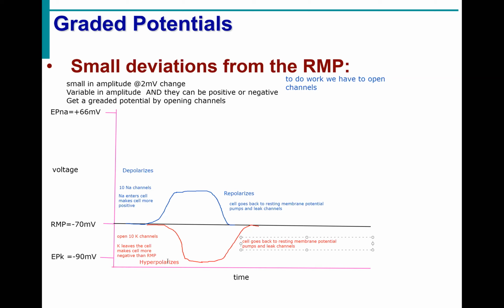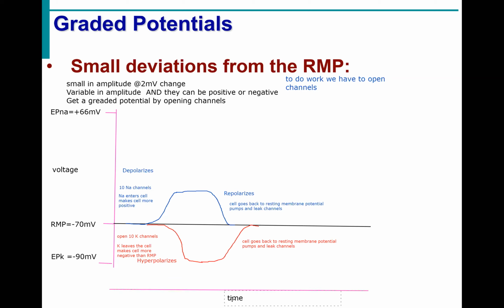Oh, you're right, I did. Typically, if I open just 10 potassium channels, it's not going to reach equilibrium potential. So I apologize for that. I just overdrew, so let's cheat. You get to stay there. You get to come down here a little further. And I need to add to my line. Thank you for catching that.